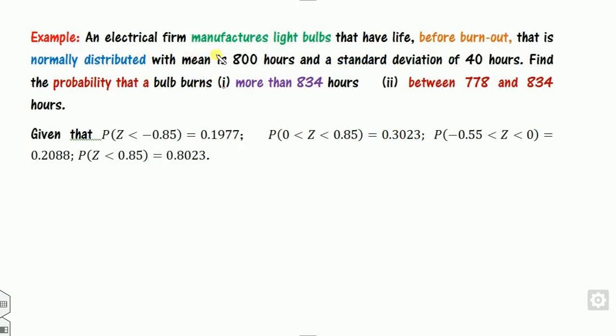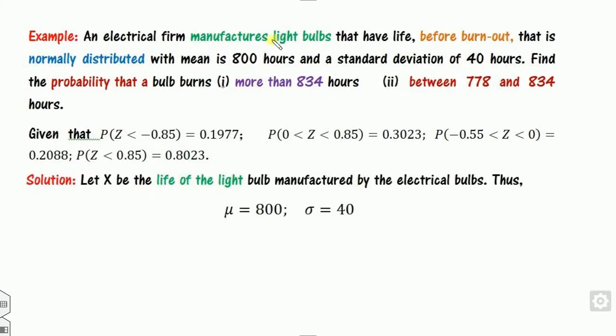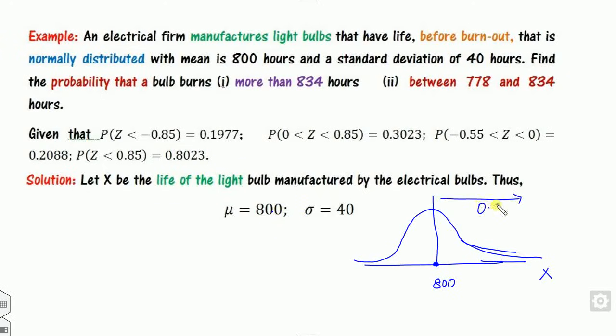So what is given to you? It is given to be normally distributed with mean 800, standard deviation 40. So firstly define x, that is the life of the electric bulb. Always remember, whenever a normal distribution is given, you have to draw this graph, and this center line is always the mean, whatever the mean is here. The area corresponding to this is 0.5, and the area corresponding to this is 0.5.